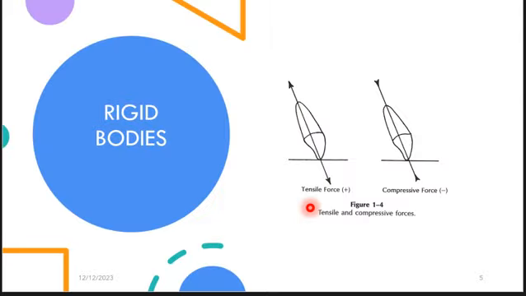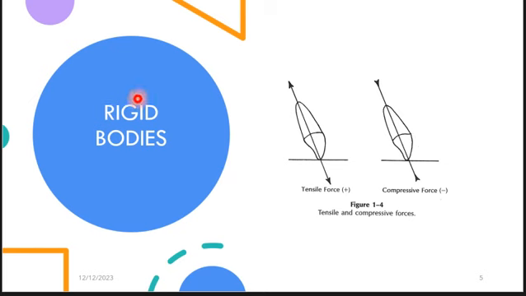Now coming to rigid bodies. A rigid body is by definition one that may be assumed not to change its shape under the influence of forces. For this reason, teeth may be considered rigid bodies. Forces that tend to pull apart by elongation are called tensile forces, and those that tend to compress the body by shortening it are called compressive forces.